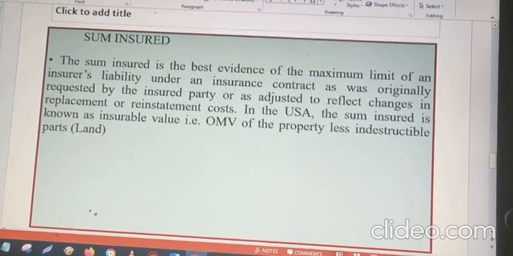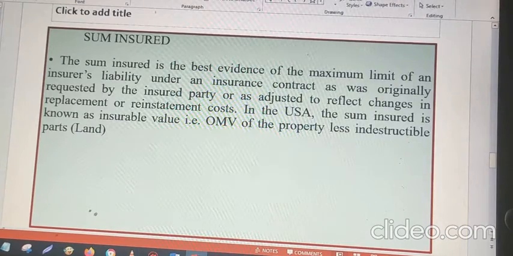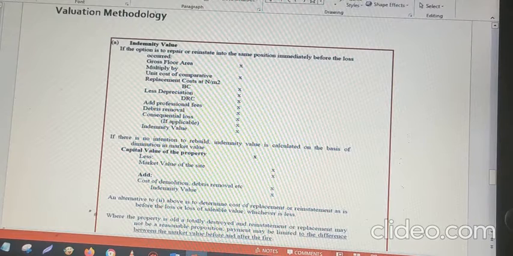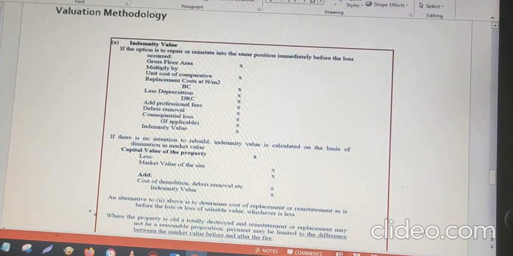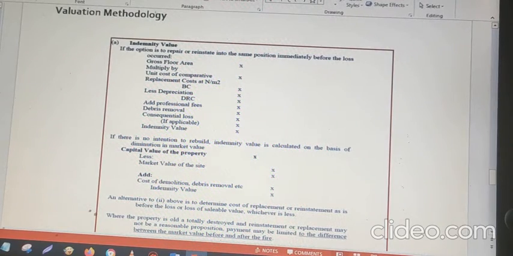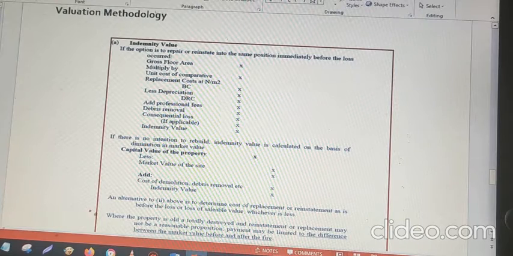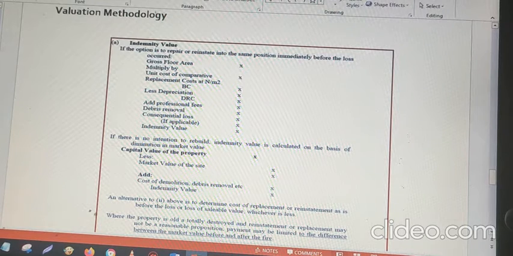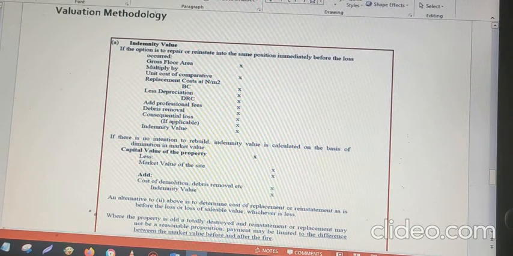For valuation methodology: A. Indemnity value. 1. If the option is to repair or reinstate into the same position immediately before the loss occurred: gross floor area X multiplied by unit cost of comparison X, replacement costs at N per m2, BCX, less depreciation X, DRC X, add professional fees X, debris removal X, consequential loss X, if applicable, X, indemnity value X.